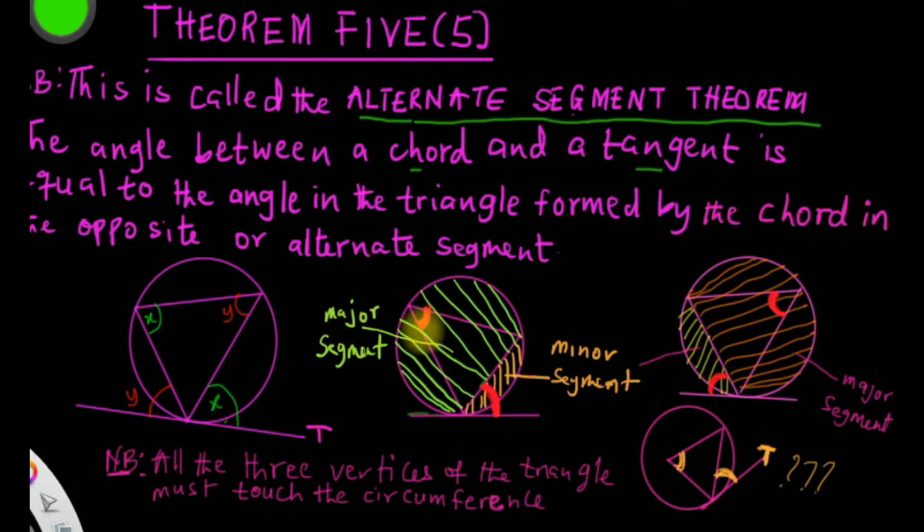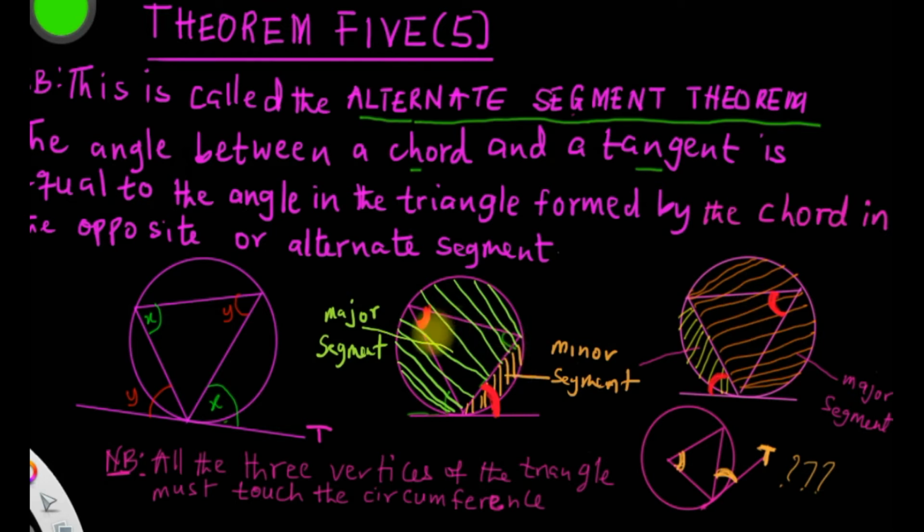So this chord forms this triangle. Which of the angles in the triangle formed by this chord is opposite to this segment? It is this angle. So this angle is equal to this angle, according to the alternate segment theorem. If you stand here, this tangent is also making an angle with this chord, and this chord forms this triangle. The angle that is opposite to this segment is in this triangle, so this angle is equal to this angle according to the alternate segment theorem.